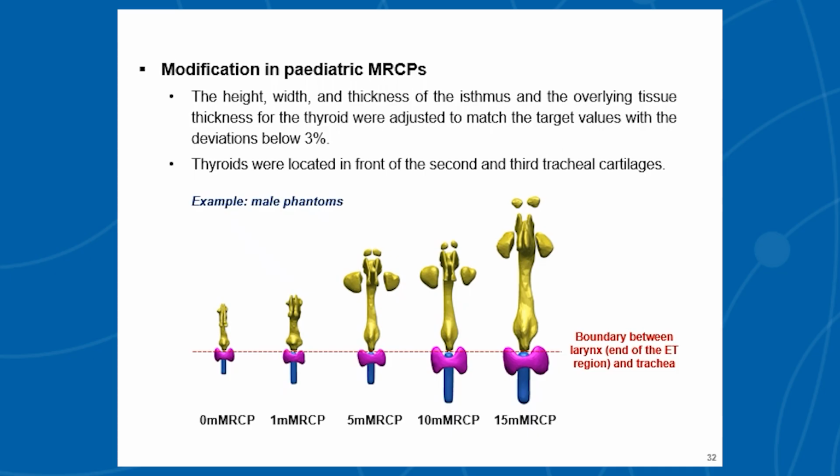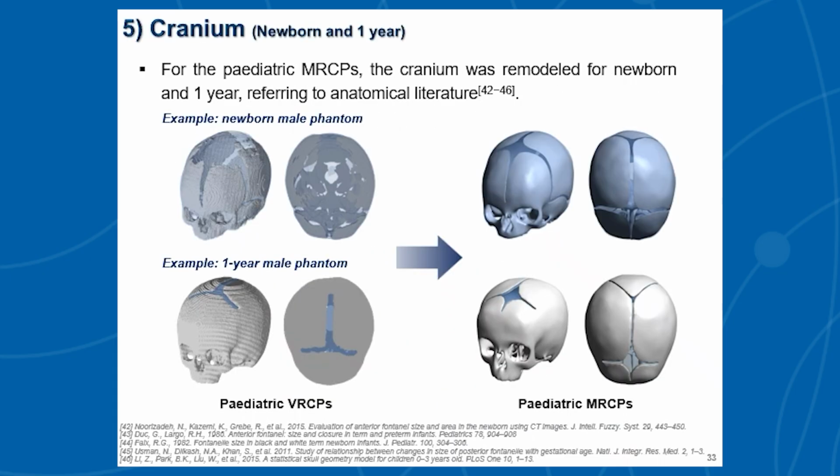Based on the determined data, we adjusted the shape and position of the thyroid in the mesh phantoms. Compared to the previous voxel phantoms, the isthmus became thinner and the thyroid was placed in the typical position across all ages. In addition, many other organs in the pediatric mesh phantoms were improved.